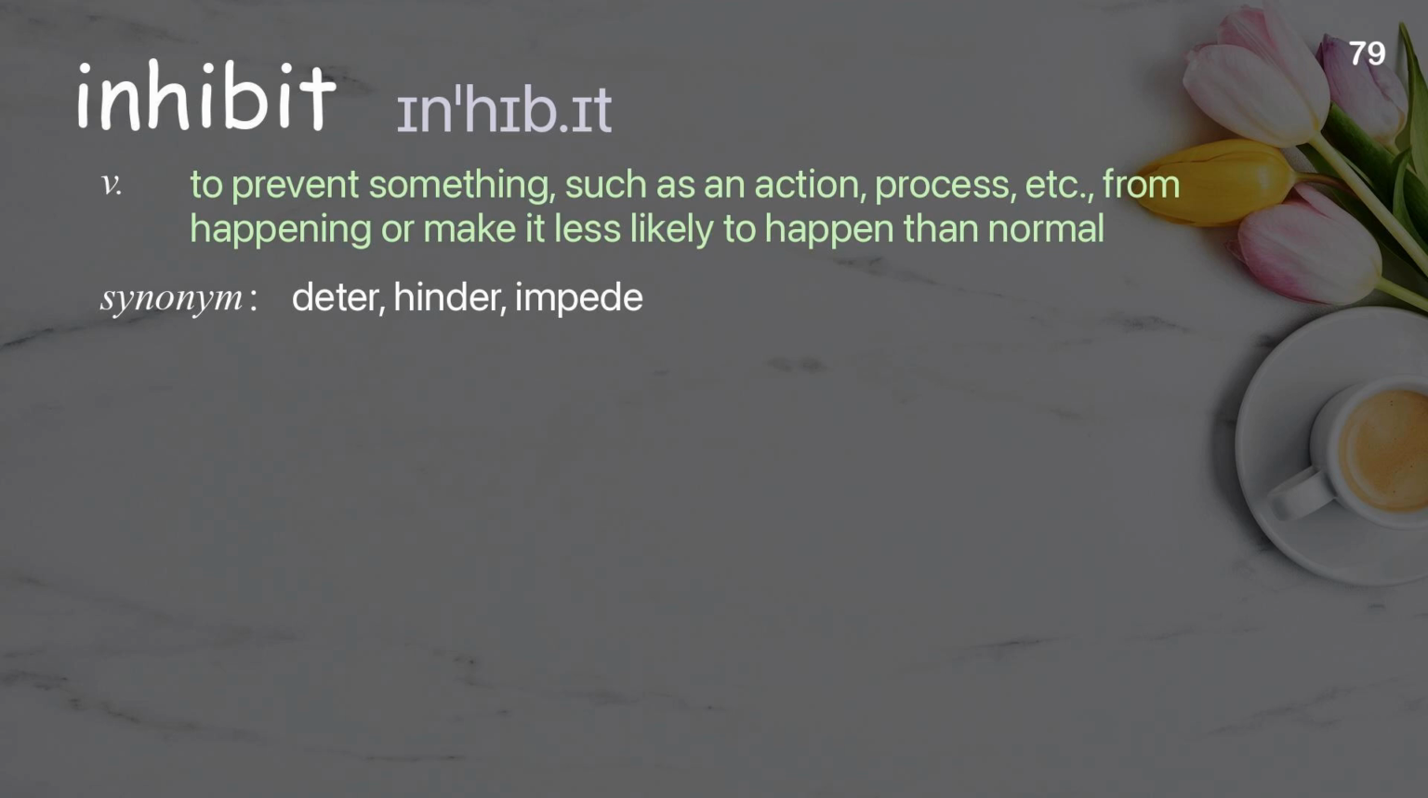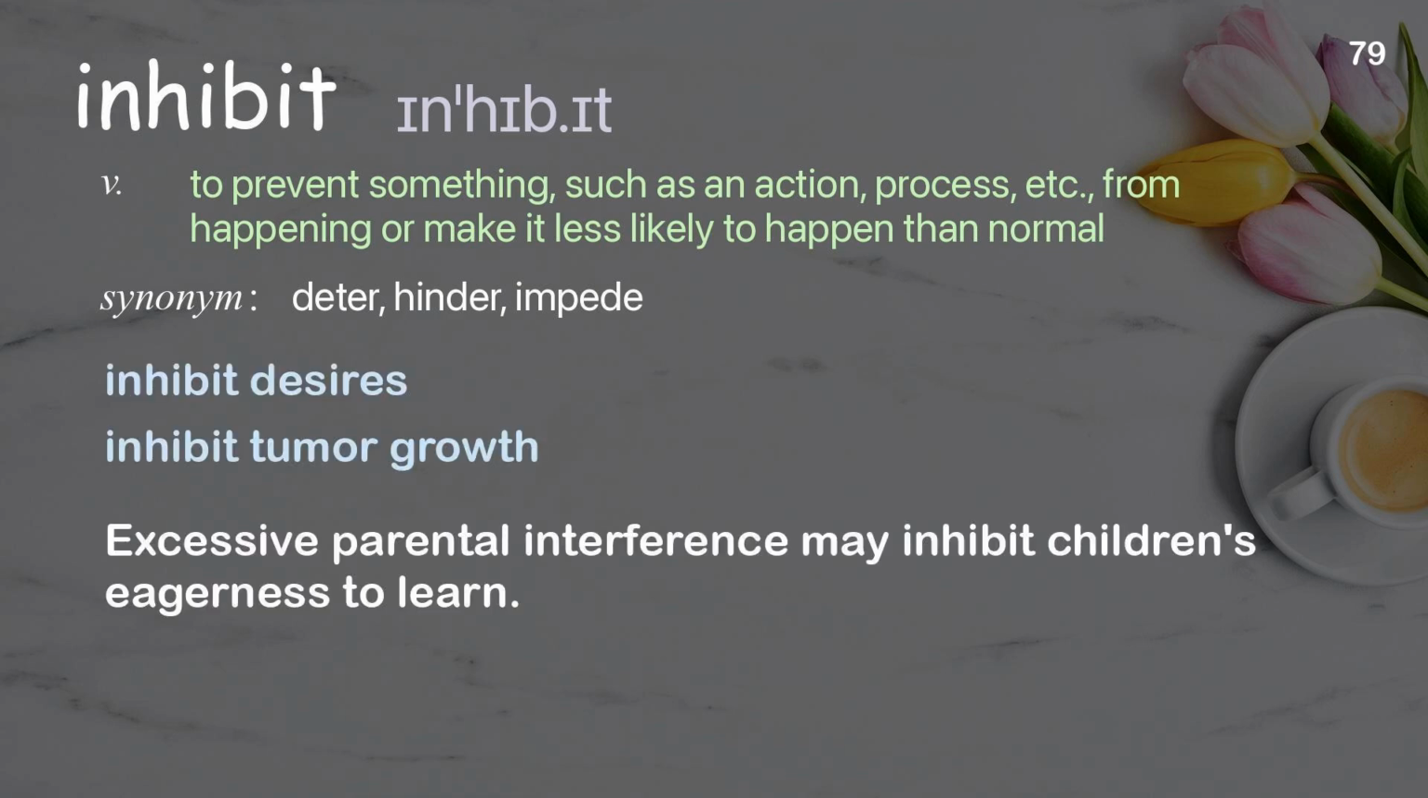Inhibit. To prevent something, such as an action, process, etc., from happening or make it less likely to happen than normal. Examples: inhibit desires, inhibit tumor growth. Excessive parental interference may inhibit children's eagerness to learn.